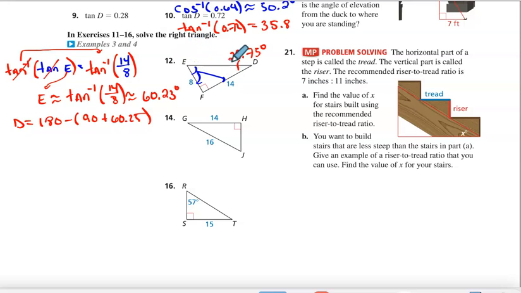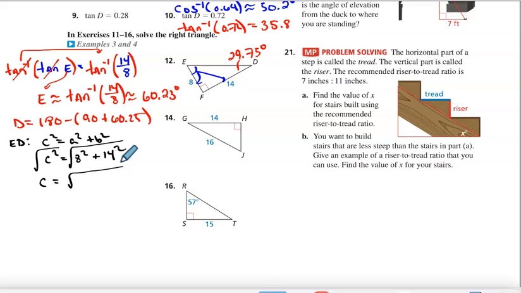And ED, if I'm solving everything, this is just a right triangle, so C squared equals A squared plus B squared. And I know that A is 8, B is 14, and then I'm going to take the square root of all that. So C equals the square root of 64 plus 196, which is 260.